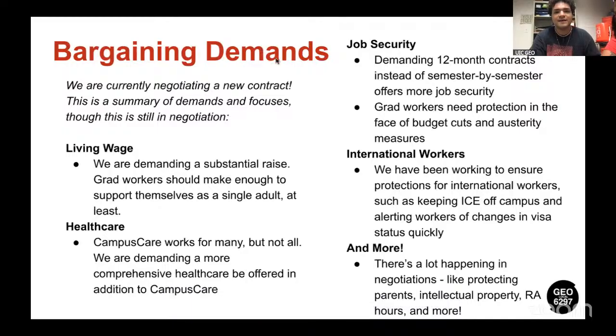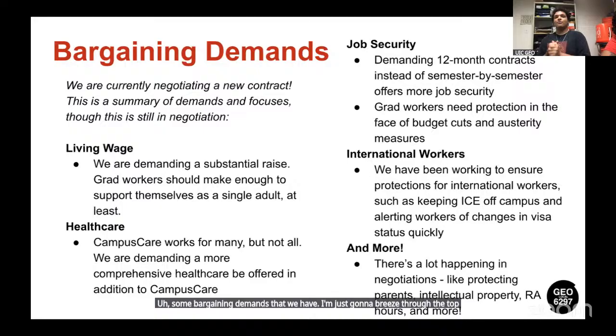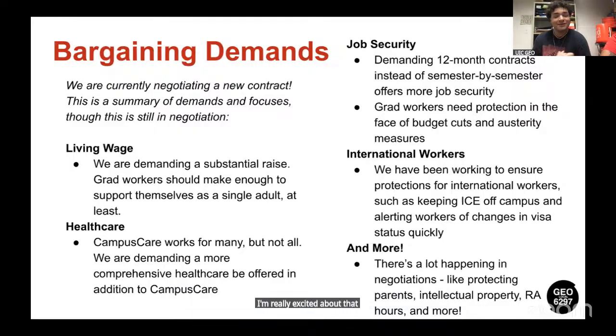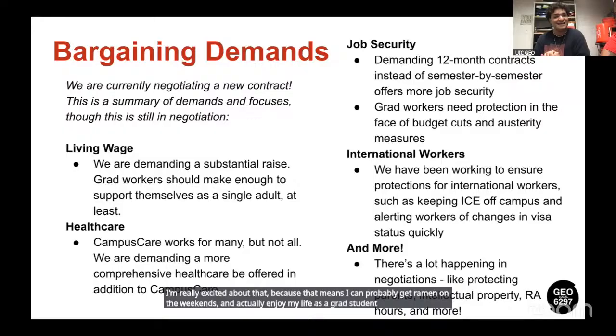Some bargaining demands that we have. I'm just going to breeze through the top 4 that we've got right now. So top one, livable wage, right? We're asking for $51,000 a year within our new contract. We think that as the backbone of this institution, we deserve to get the pay that we need, especially to survive and thrive in Chicago. I'm really excited about that because that means I can probably get ramen on the weekends and actually enjoy my life as a grad student, which is really nice.